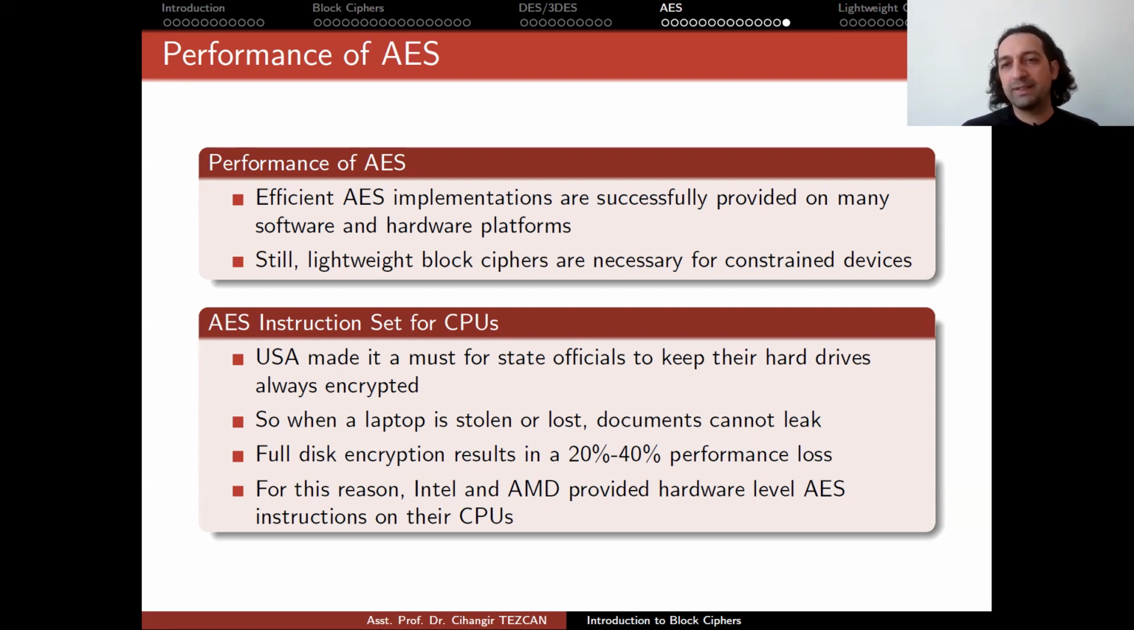You can also use these AES instructions for encryption, but since this is at the hardware level, we don't know if there's a backdoor in it or not. So it is up to you to use it. So enter at your own risk, let's say.